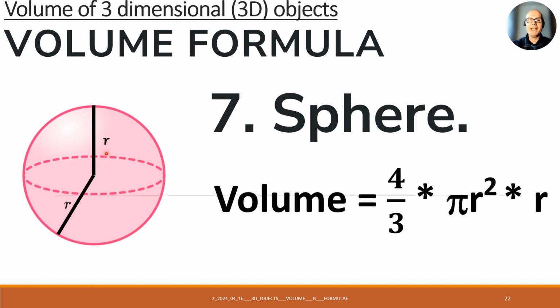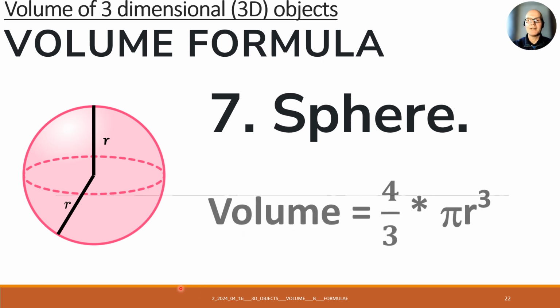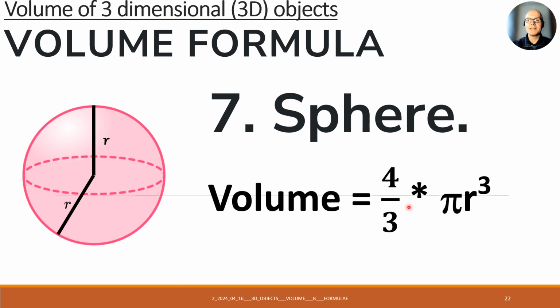So substitute the h for an r, you get 4/3 pi r squared times another r. To simplify that, you would have 4/3 times pi r cubed. So that's why a sphere formula is quoted as 4/3 times pi r cubed and not 4/3 times pi r squared h, because h and r are the exact same for all spheres.